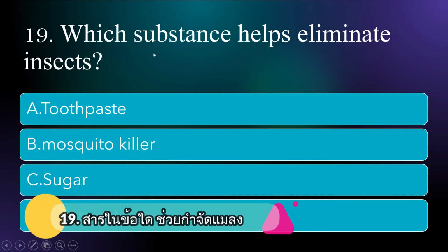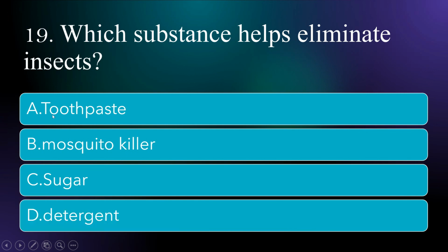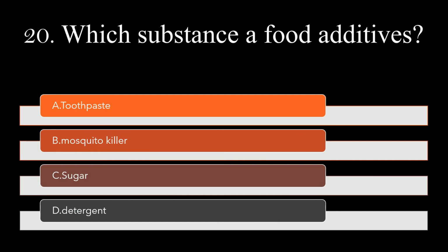19. Which substance helps eliminate insects? Okay. You kill insects. A. Toothpaste. B. Mosquito killer. C. Sugar. D. Detergent. Which substance helps eliminate insects?